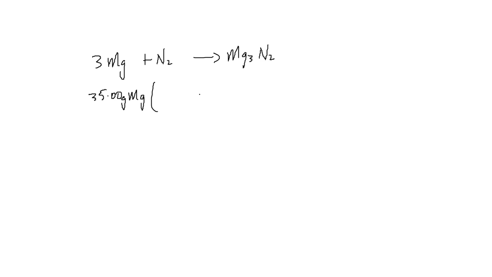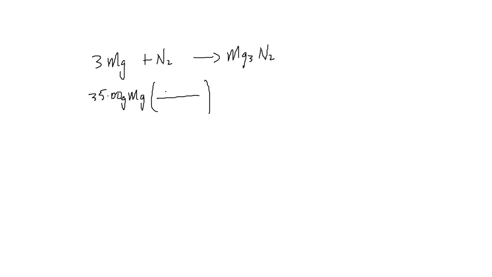And I'm going to rewrite the equation that we had before, which was 3Mg plus N2 to give Mg3N2, all right? So the question, the B part, says that we need to find out how much of the excess reactant remains, right? Which means that we need to find out how much of the excess reactant reacted. So I'm going to start off with 35.00 grams of magnesium.